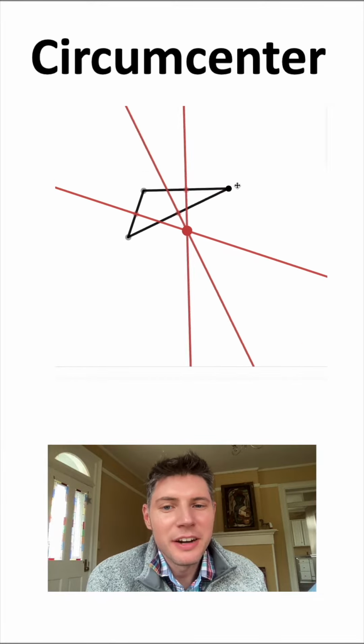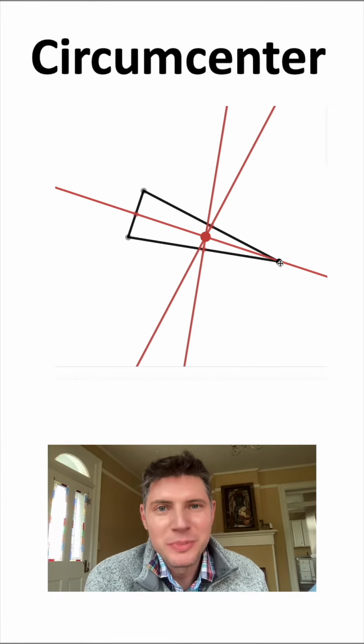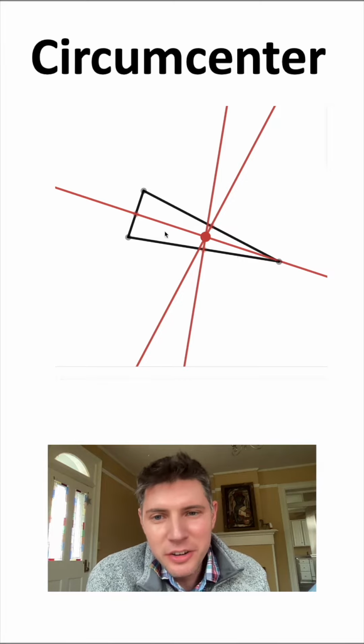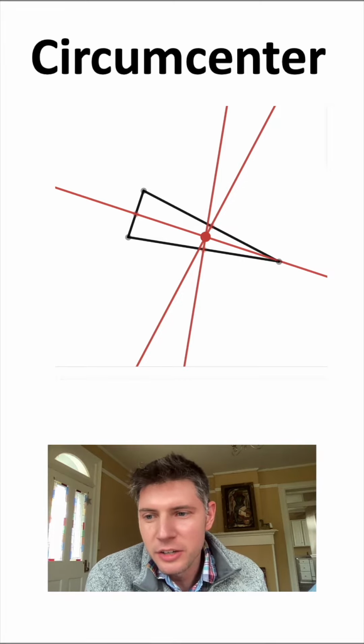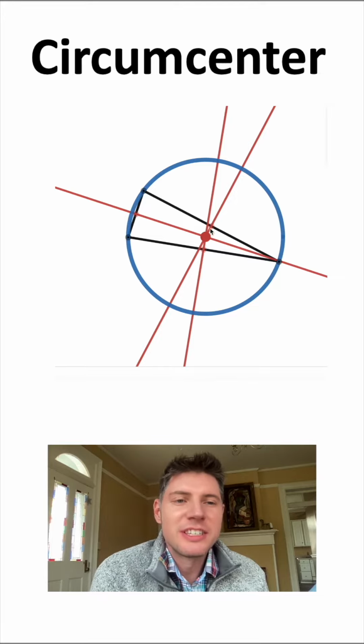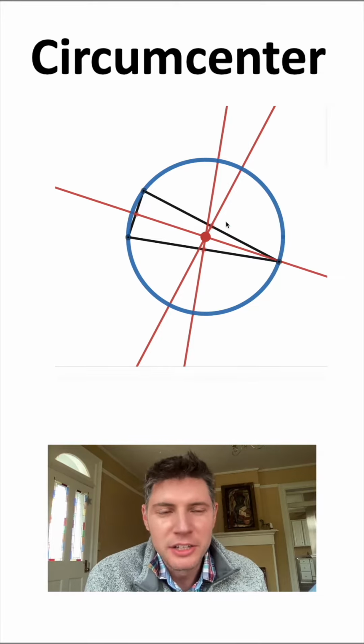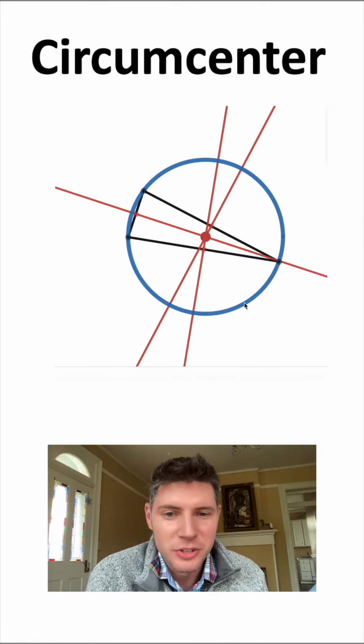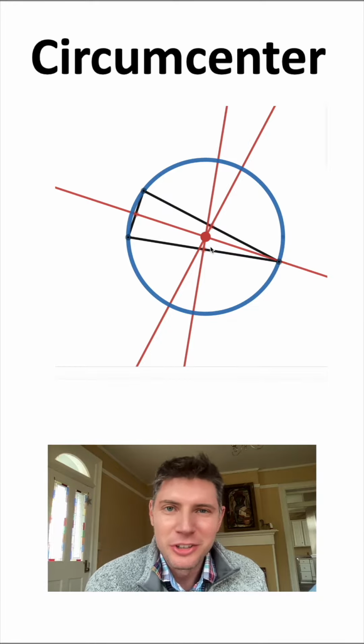This red point right here has a name. It's called the circumcenter. The reason it's called a circumcenter: if we draw a circle on the outside of this triangle, this blue circle right here, this circle is said to circumscribe the triangle. So this is the center of the circle that's circumscribing the triangle. So we call it the circumcenter.